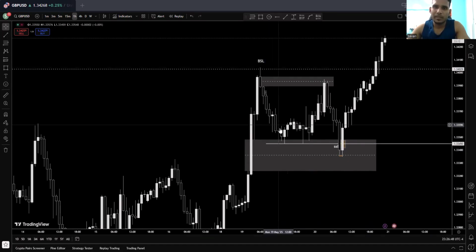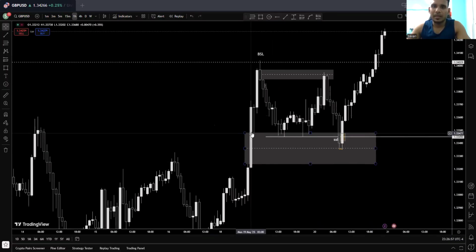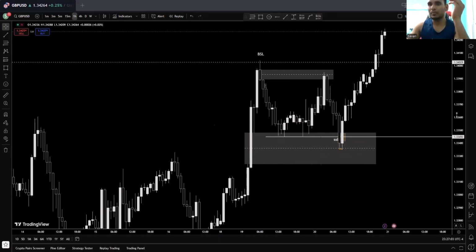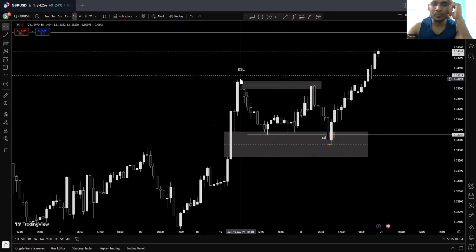As soon as this swept, it repriced to this fair value gap, aligned with this fair value gap. So this is the fair value gap, especially aligned with this breaker, and this is also an equilibrium range fair value gap. And price came all the way down, just sweeping the sell side.